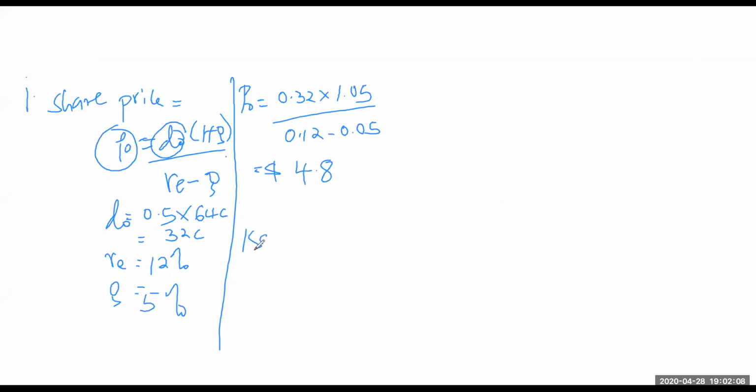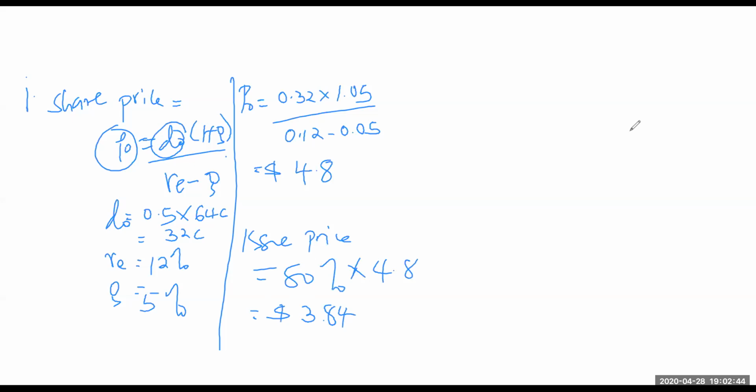You can say therefore the issue price is 80%, because 20% is a discount, times 4.8, and we get 3.84. Therefore, that is the amount the shareholder shall be paying to acquire one new share. Okay, you have answered that bit.